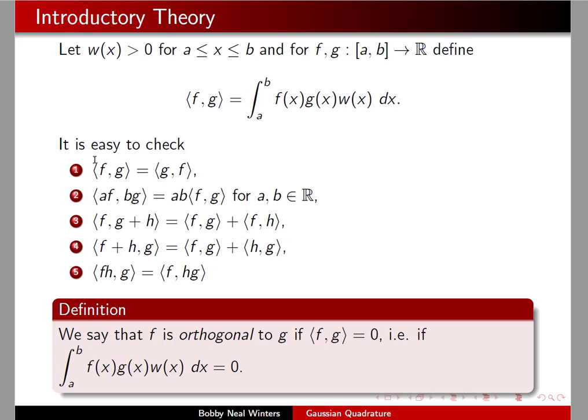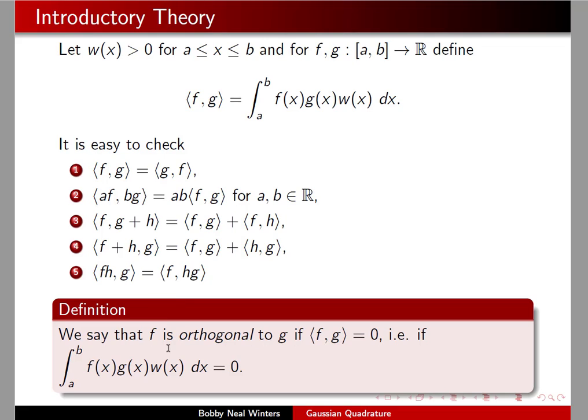It's easy to go through the definition and check that the inner product of f with g is equal to the inner product of g with f, that the inner product of a times f plus b times g with h is a times the inner product of f with h plus b times the inner product of g with h, that the inner product of f with g plus h is the inner product of f with g plus the inner product of f with h, and finally that the inner product of f times h with g is the inner product of f with h times g.